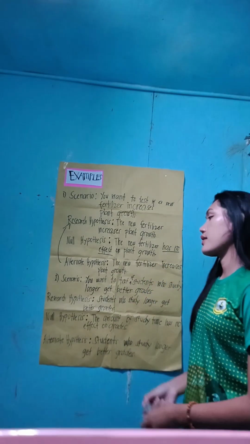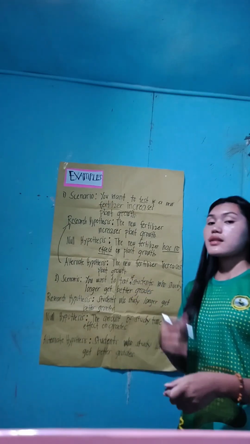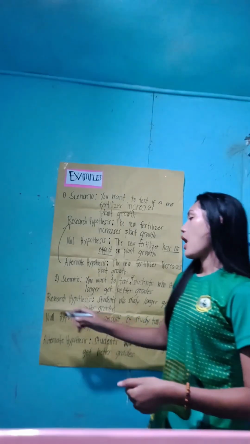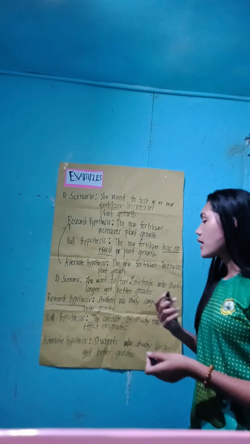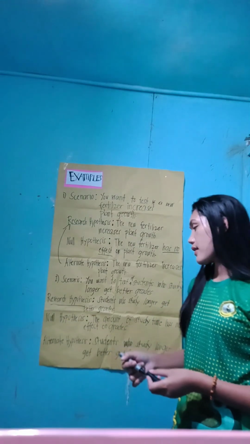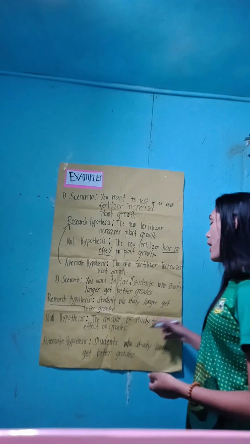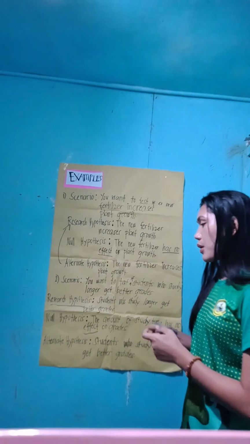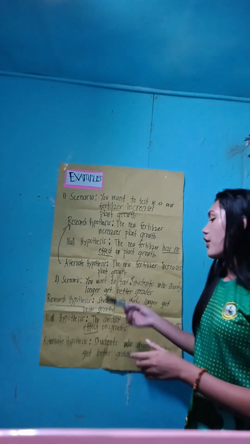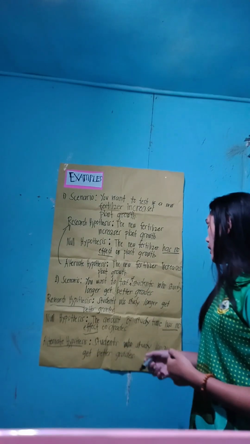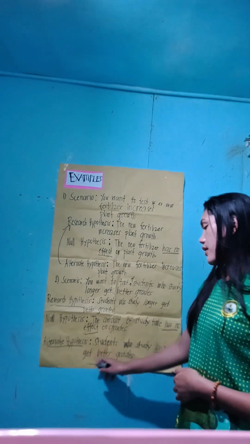The second scenario is, you want to test if students who study longer get better grades. So our research hypothesis is students who study longer get better grades. And our null hypothesis, the amount of study time has no effect on grades. And there is no relationship between the variables. And our alternate hypothesis is students who study longer get better grades. So there is a relationship between the variables.